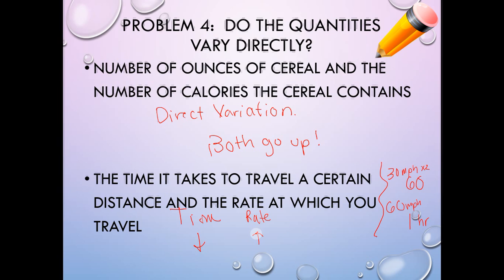Now, that's not direct variation. They have to go in the same way. So time would have to go up as rate goes up. So this is not direct variation. The reason? Time goes down as rate goes up.